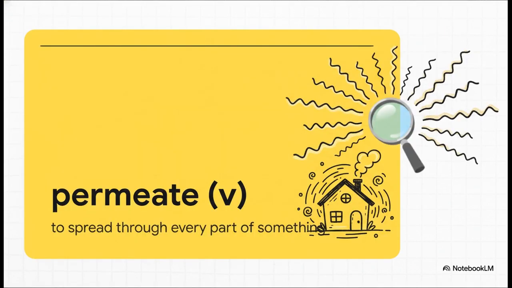Okay, so if diffusion is spreading across a map, our next word, the verb permeate, is about soaking into the map. When an idea permeates a culture, it doesn't just sit on the surface. It gets into every little nook and cranny. It influences everything. I love this analogy. Think about the smell of fresh coffee. It doesn't just stay in the kitchen, it permeates the whole house. It's that same idea, but for influence.